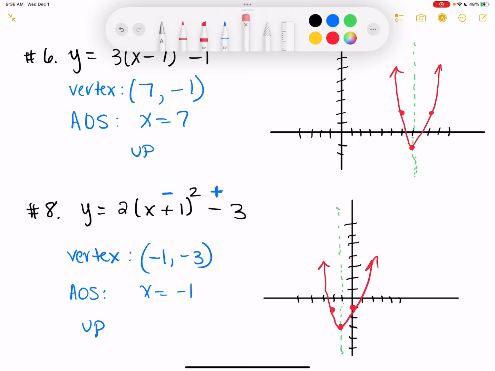Wait, I got confused for a second because I was like, wait, -1, why is it going down? I saw the -3 and thought something was wrong, and then I was like, oh wait. It's okay, guys. It's very confusing sometimes.